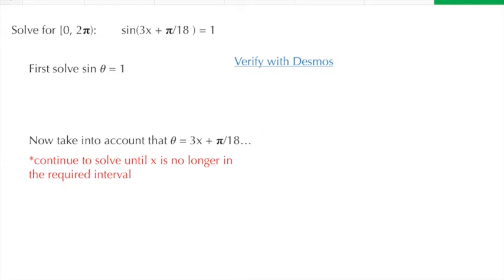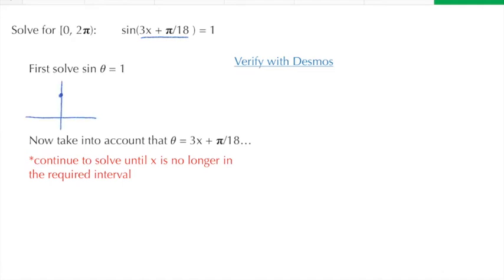All right, in our final example, we're trying to solve over the interval 0 to 2 pi. The equation is sine of 3x plus pi over 18 is equal to 1. So notice that equation has a very sophisticated argument right here. Okay, and I'm going to treat that argument for a moment as though it's equal to theta. Okay, so I'm solving a very basic equation of sine of theta equals 1 to start. That's going to lead me to a quadrantal.